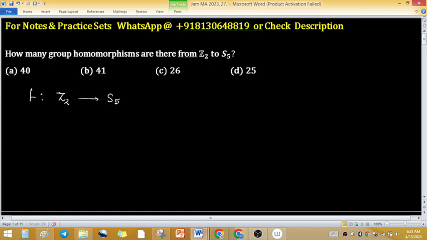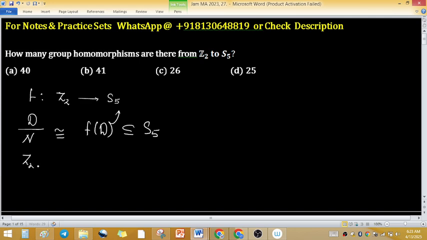By the fundamental theorem of homomorphism, the domain D modulo a normal subgroup of the domain is isomorphic to f of D, meaning the image of the domain elements, and this is a subset of the codomain, S5.